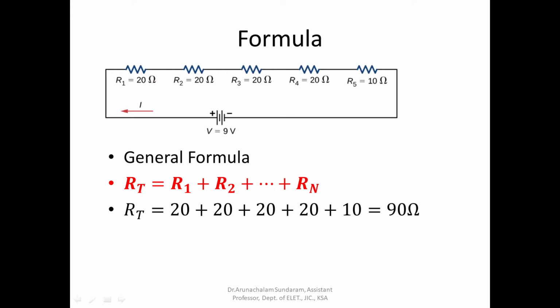Now, in the given circuit, there are 5 resistances R1, R2, R3, R4 and R5. I already told you that each resistor will have some terminals that we have to mark. So these are the terminals of R1, these are the terminals of R2, and these are the terminals of R3, and these are the terminals of R4, and these are the terminals of R5.